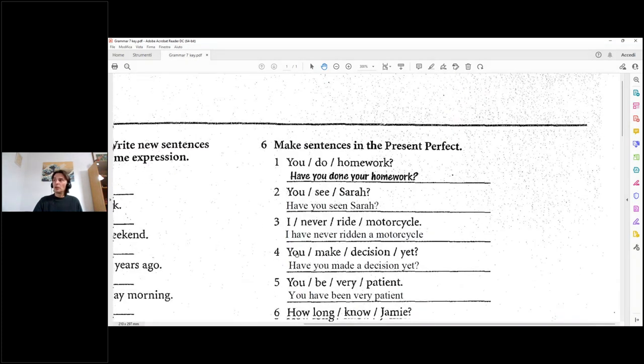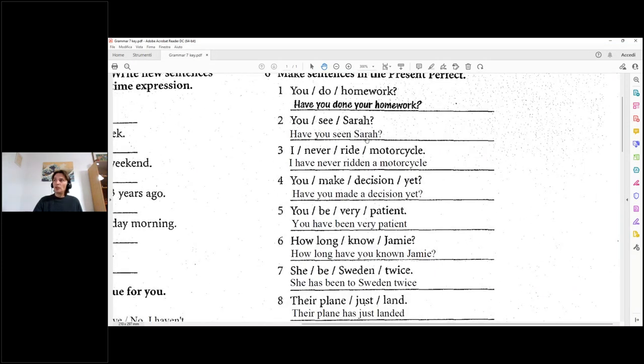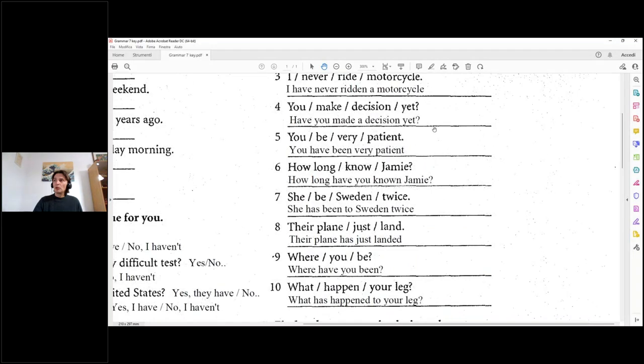Right? So make sentences in present perfect. Have you done your homework? Have you seen Sarah? I have never ridden a motorcycle. Have you made a decision yet? You have been very patient.